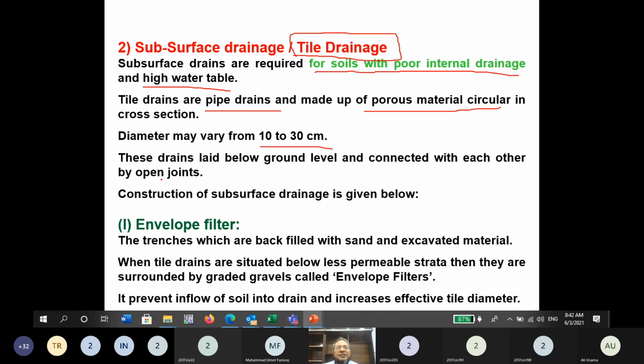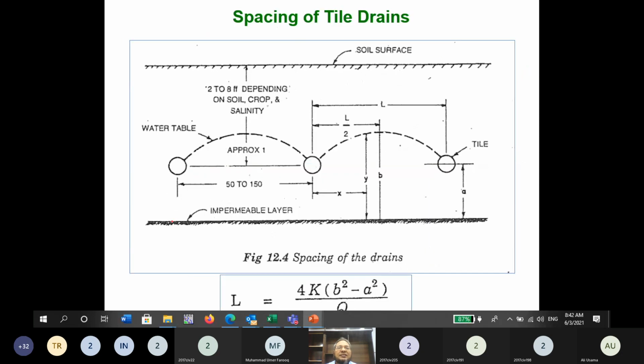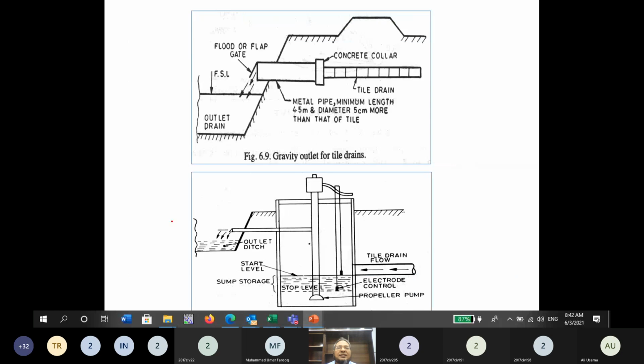Okay, so these drains are laid below ground level, connected with each other by open joints. Open joints are there so that water can go inside. So the construction of subsurface drainage is given below. These are its components: number 1 is the envelope filter, and then the outlet for tile drainage. These two things we will discuss.